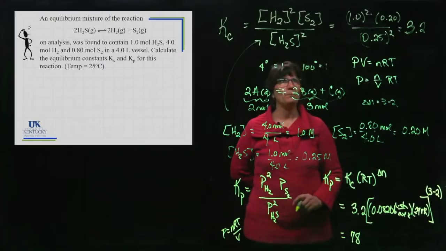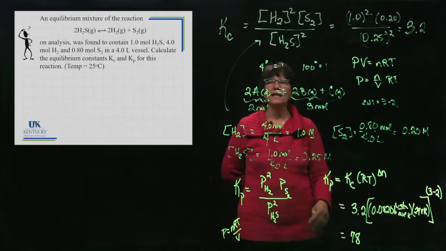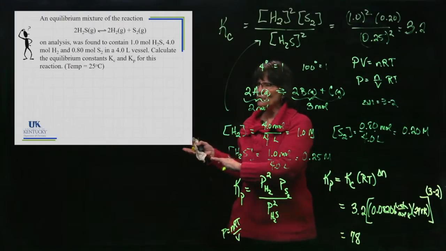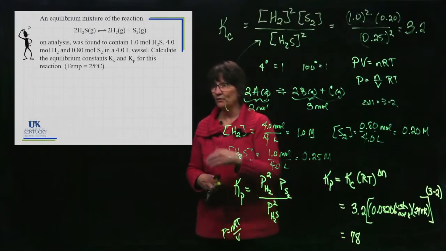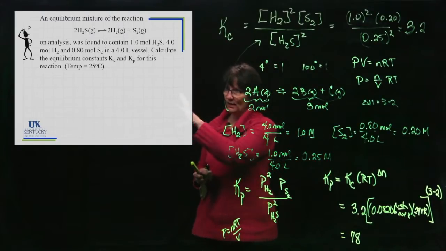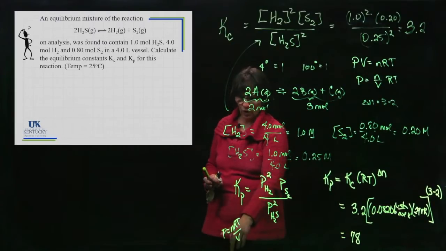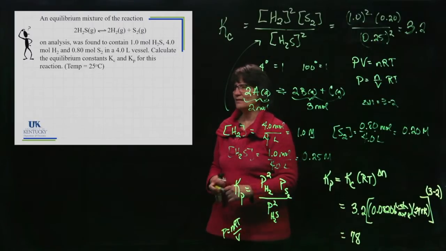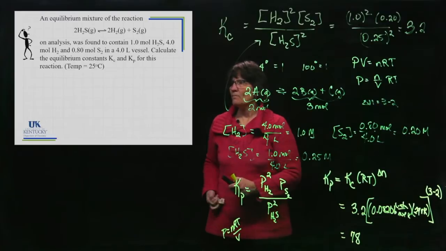78 for Kp. Both the 3.8 and the 78 let me know that this equilibrium has a little bit more product than it has reactant when it's at equilibrium. Now, if you want a little extra practice, why don't you verify that if you get the pressure for each one of these gases and plug them in, you will get the same value for your Kp.